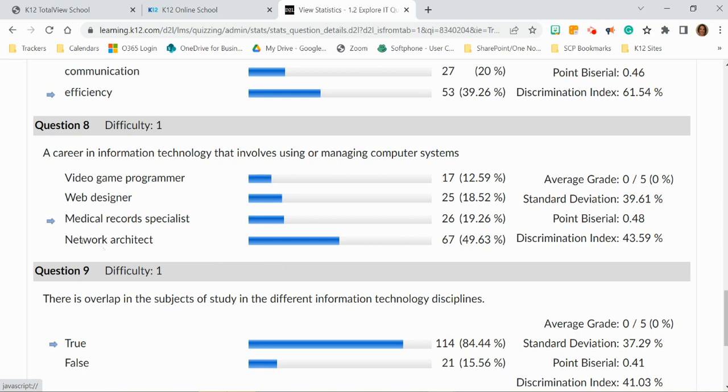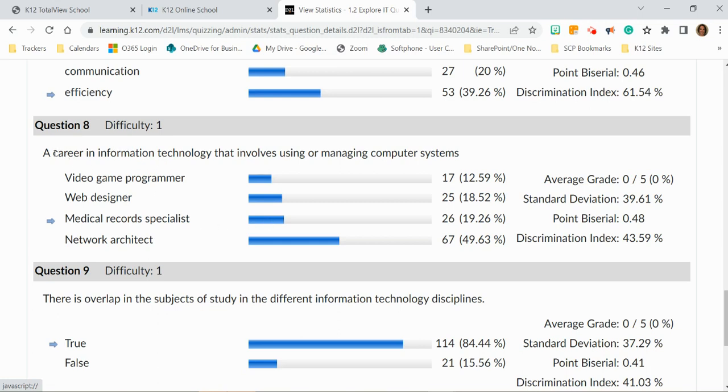You can see here a majority of the students, almost 50% of the students, selected network architect, which was not the correct answer. But then what's interesting is you have almost an equal split here between the other 3 options, which really tells you that kids have no idea here. They were very confused and all over the place with this question.